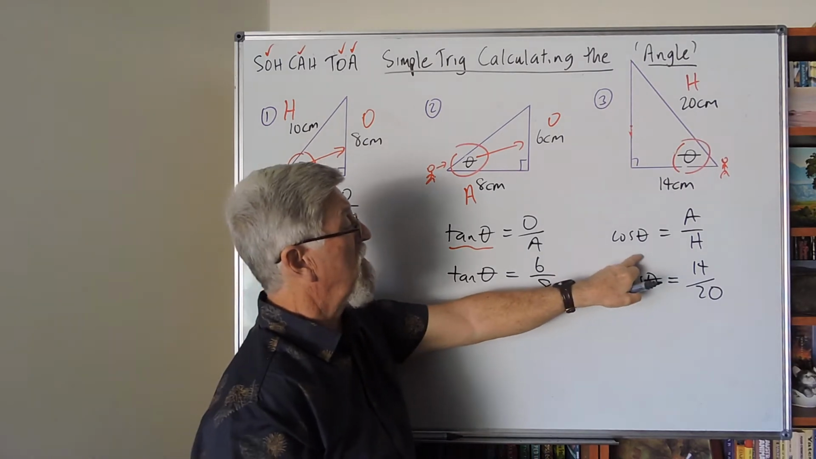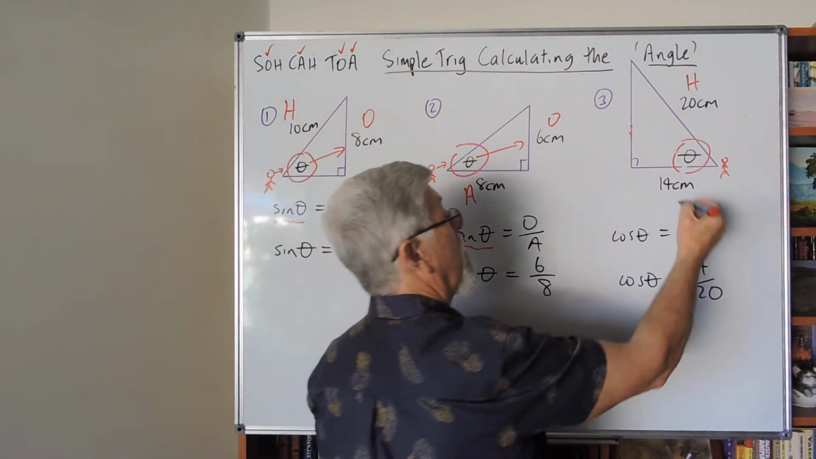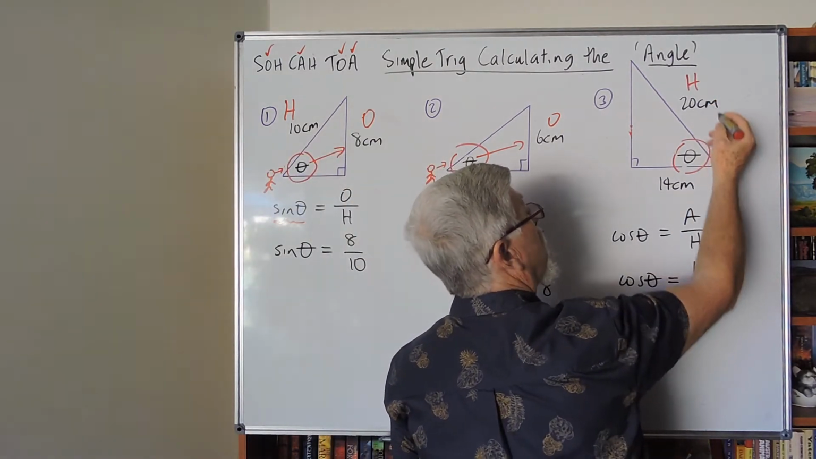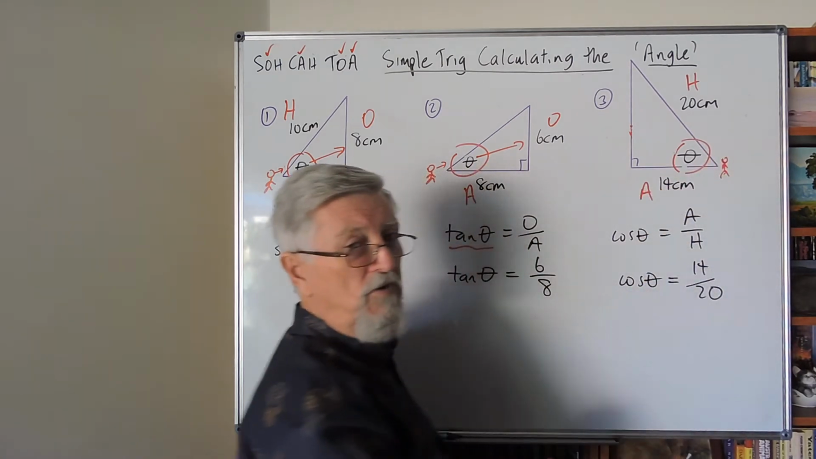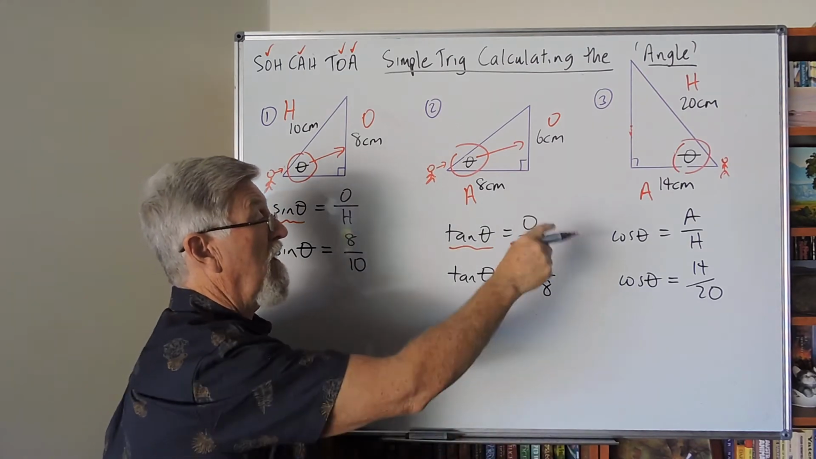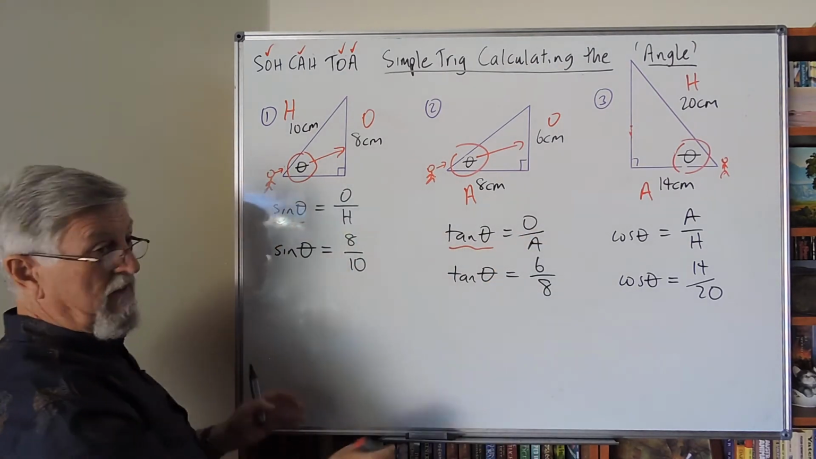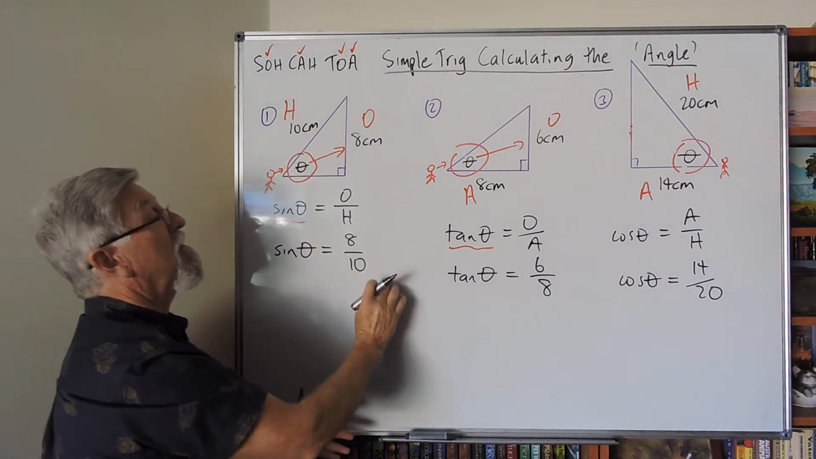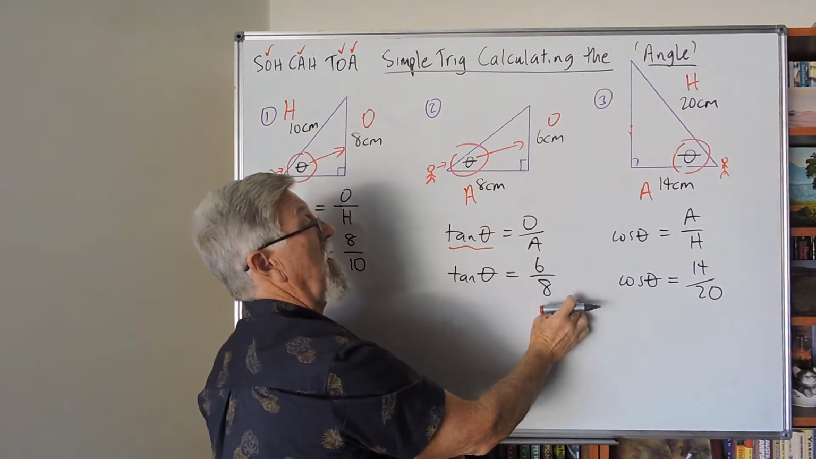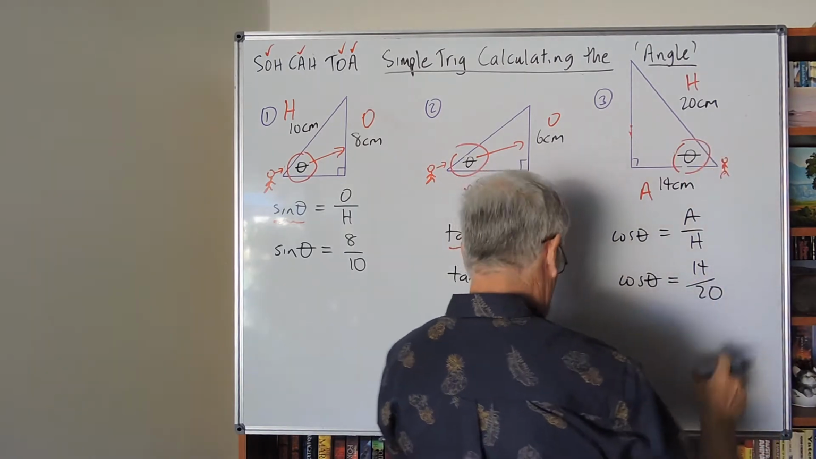So then cross to the next one, cos theta. Now we know this one again, it's not the hypotenuse, but it's next to the angle, so that's also called the adjacent. So we could use the tick method for that one, and we get an A and an H. Then we can put the right numbers in. So let's shortcut it so this doesn't drag out. There's the 8 and the 10. There's the 6 and the 8. There's the 14 and the 20.